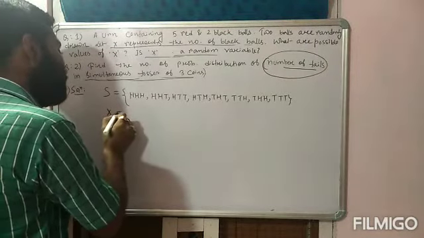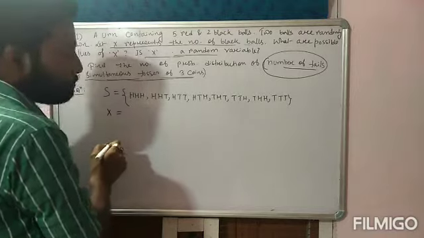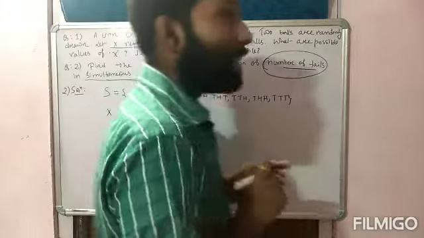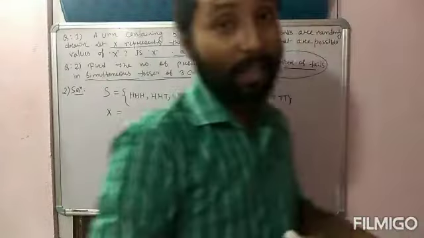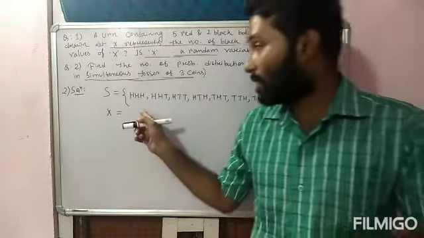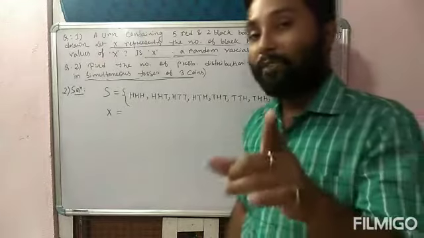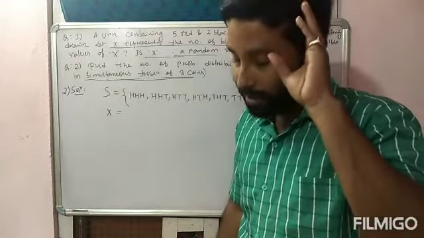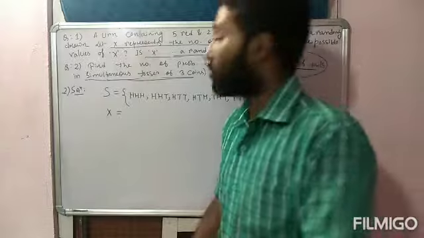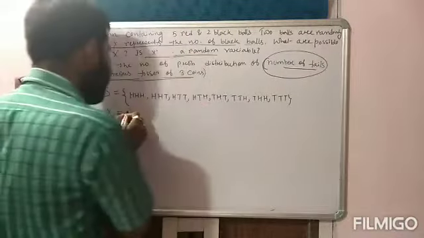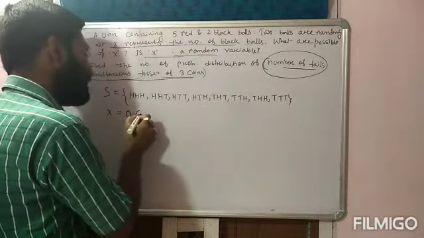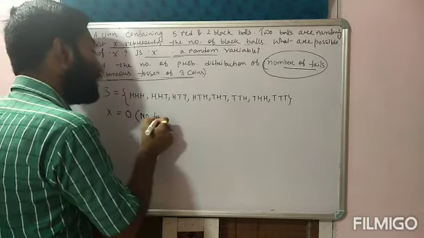Since x denotes the number of tails, try to write the possible values of x first. Here also negative values are not possible. From the sample space only we can say easily. So since the negative values are not possible, the first value will always be 0. So the first value of x is 0. What does it mean? X equal to 0 means no tail.